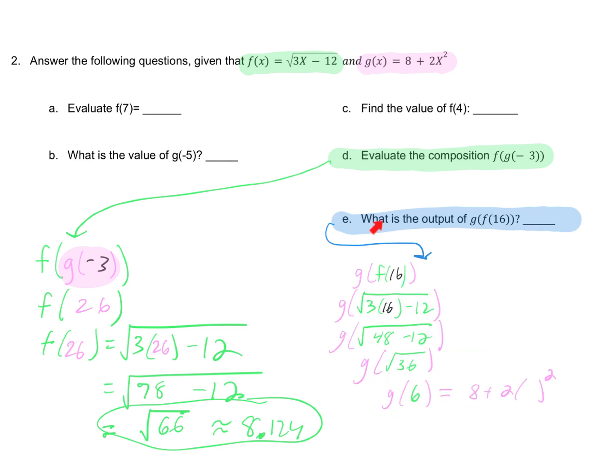Well, g of 6 is going to use function g, where the x gets put there, 8 plus 2x squared. So g of 6 equals 8 plus 2x squared, and x is 6. So that's equal to 8 plus 2 times 6 squared, which is 36. And that's 72. So 8 plus 2 times 36, which is 72, which is 80. G of f of 16 is equal to 80.